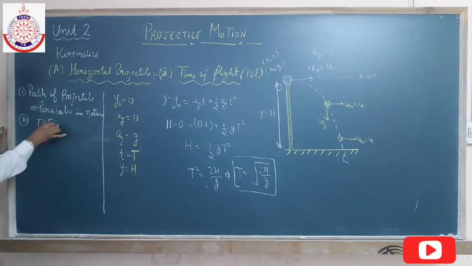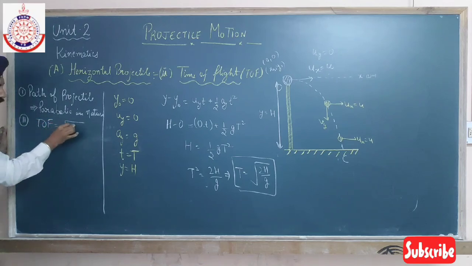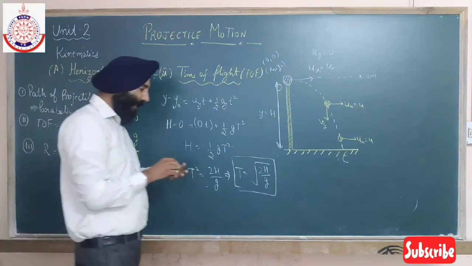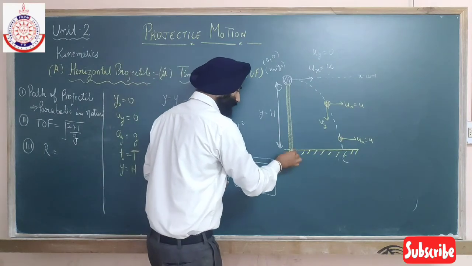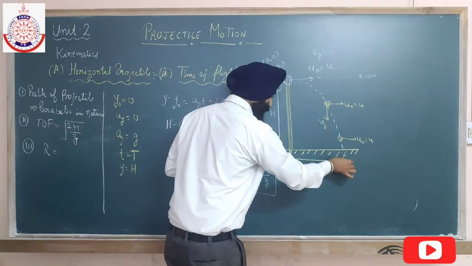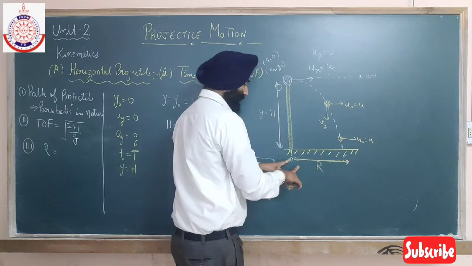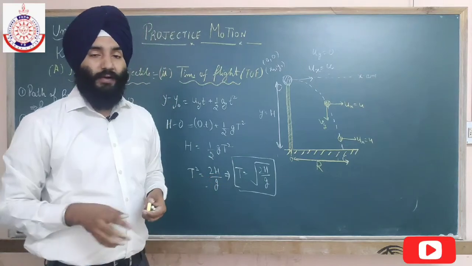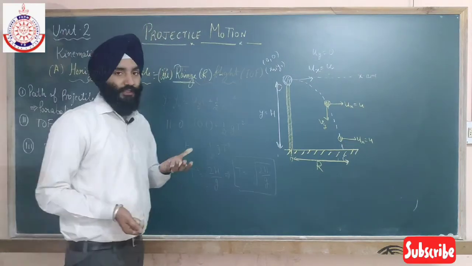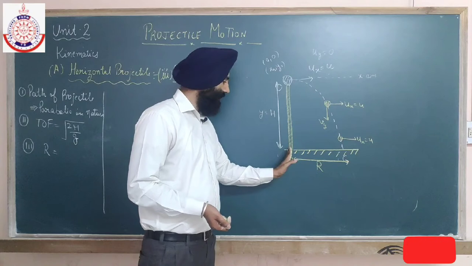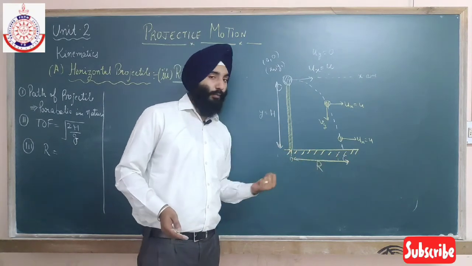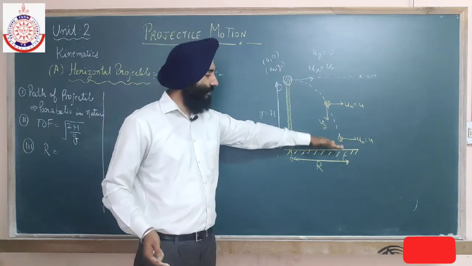Now time of flight is what? Under root 2h upon g. Fine. Now third, we have to find the range. So range of the projectile means how far from its initial position on the ground this projectile travels, the distance. Suppose this distance from the foot of this building to the point C is the range. Now we have to calculate the range of the projectile. Range is the horizontal distance covered by the body when the projectile is in flight.